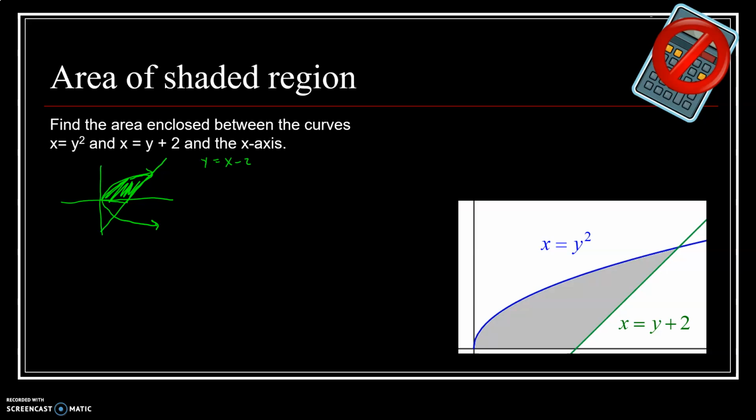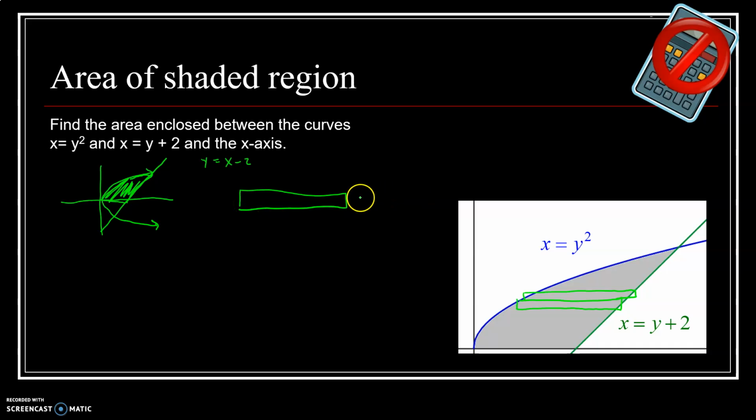Here's a more professional graph of that. So what I notice here is that we don't have one curve on top of the other. We have curves where one curve is to the right of the other. So if I draw rectangles, my rectangles are going to go sideways. And I'd still like to add up infinitely many of them, but I'm going to look at my rectangles oriented this way.